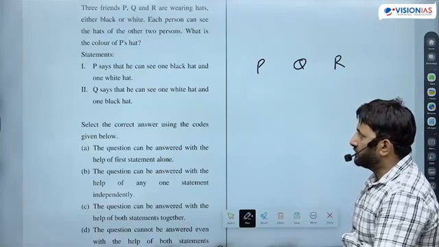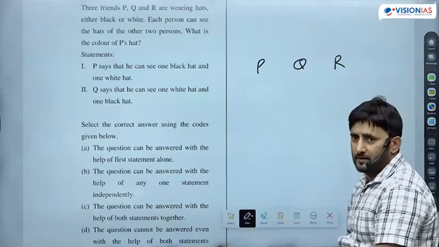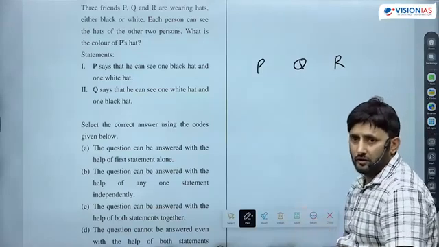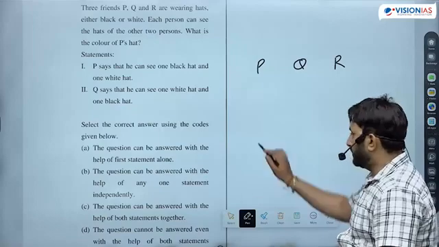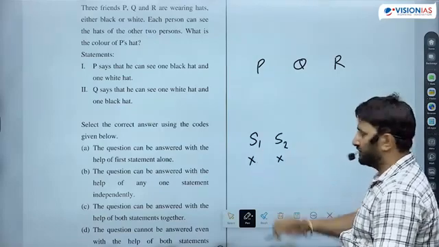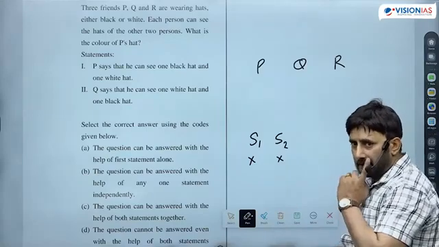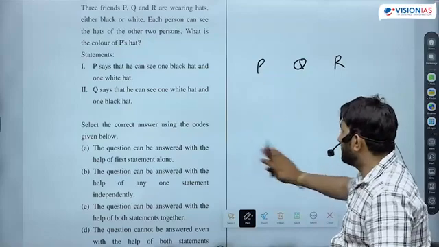Second information, Q says that he can see one white and one black. अब P ने कौन सी पहनी होगी? We don't know. So first alone is not sufficient. Second alone is also not sufficient. Okay. अब दोनों को combine करके देखते हैं. Now let us combine both the statements.